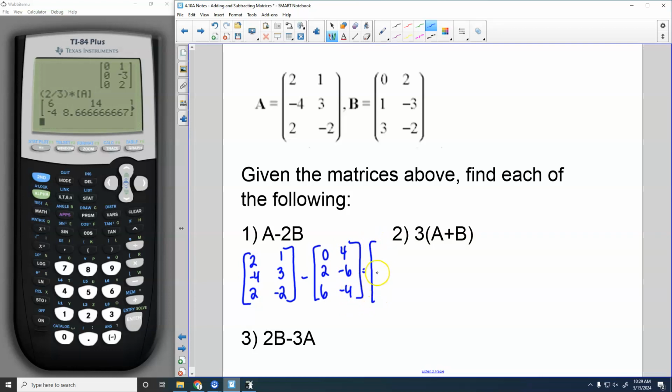And I didn't leave enough room here. And then you would have to subtract, so you'll get 2, -3, -6, 9, -4, and 2, I believe, for that.